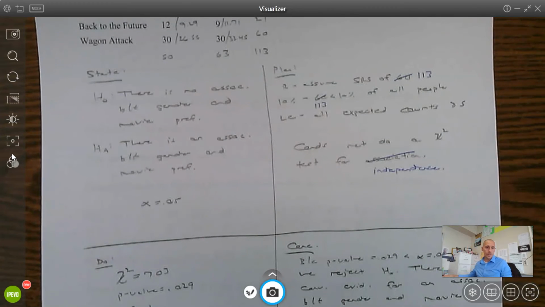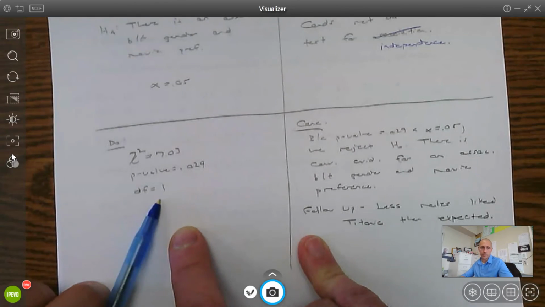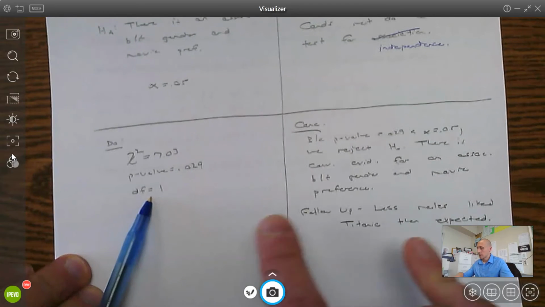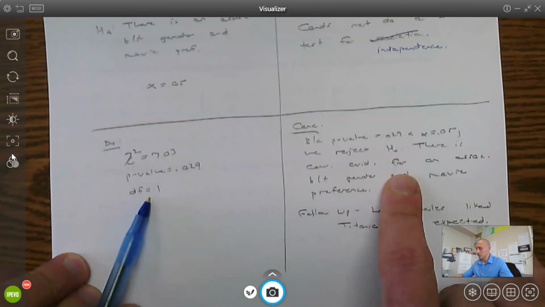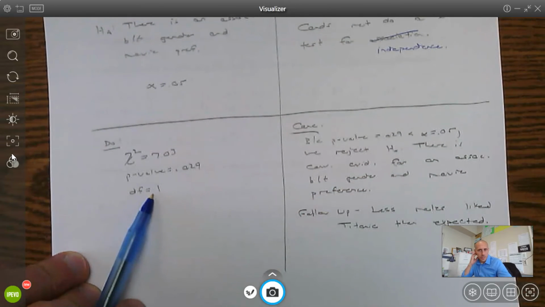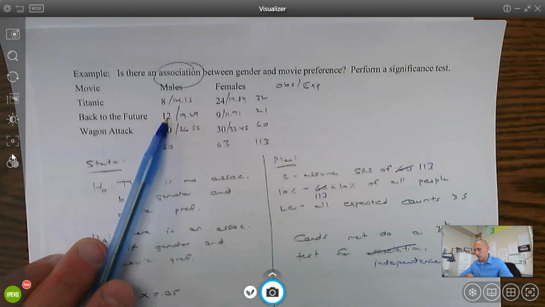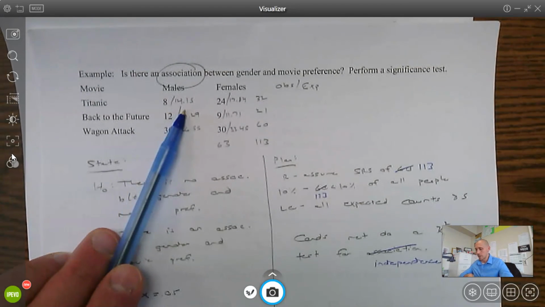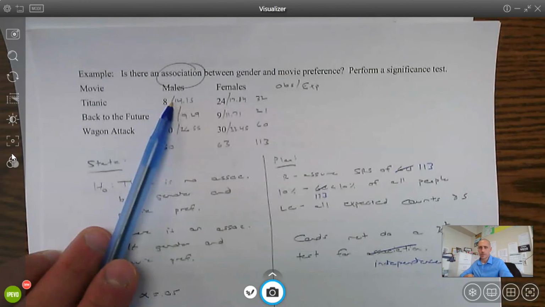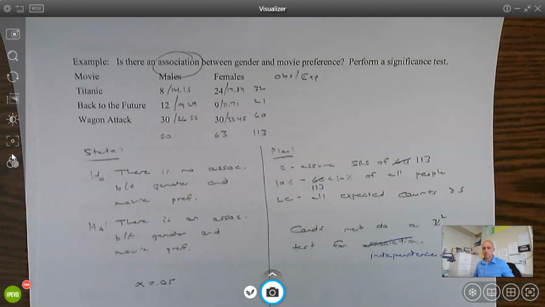The chi-squared test statistic, we have 7.03, and the p-value and degrees of freedom from the calculator. The p-value is less than alpha. We reject. There's convincing evidence of an association. We need a follow-up analysis. So we have fewer males that like the movie Titanic than expected. That's the main driving force behind why we rejected the null. That's it for chapter 11. We'll see you on chapter 12.